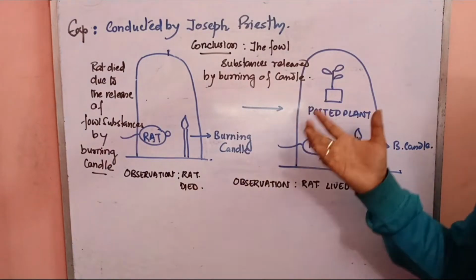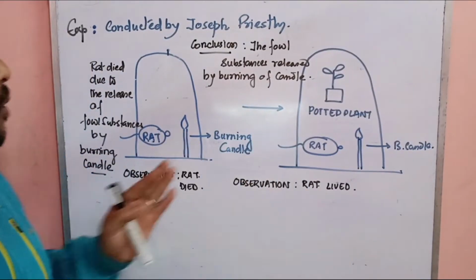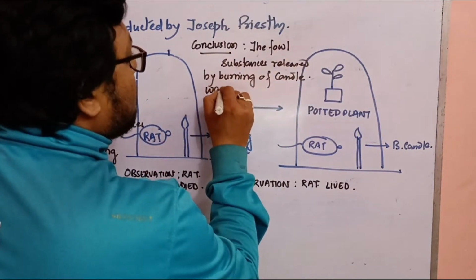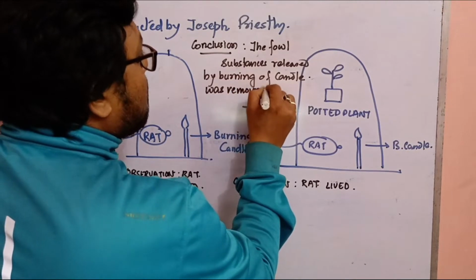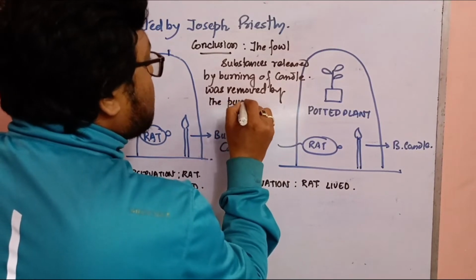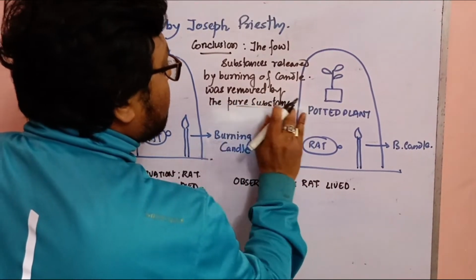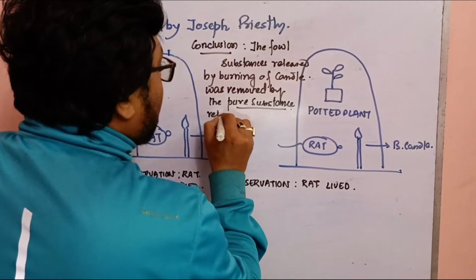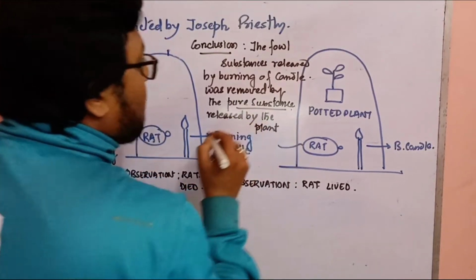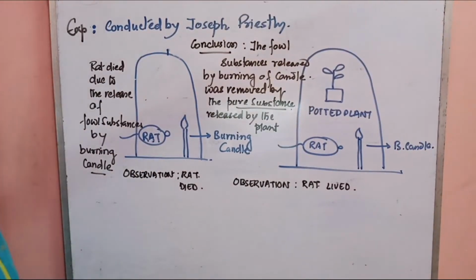Now in this case it was observed that the rat generally survived, that the rat lived. So basically it was concluded that the foul substances released by the burning candle were removed by the pure substance released by the plant.